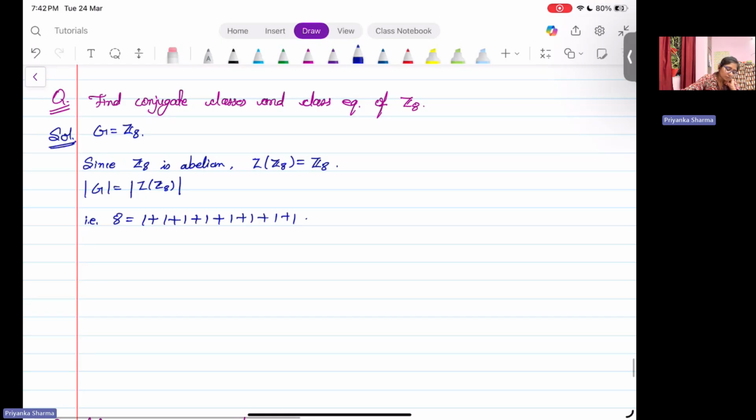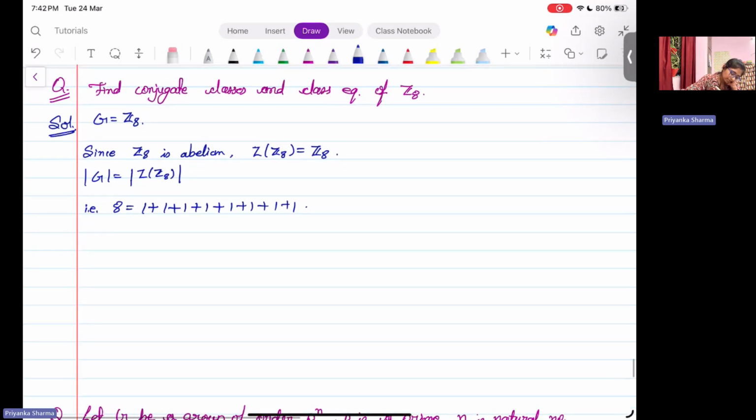So whenever you get a class equation where you have all ones, we can conclude that this is a class equation corresponding to an abelian group.